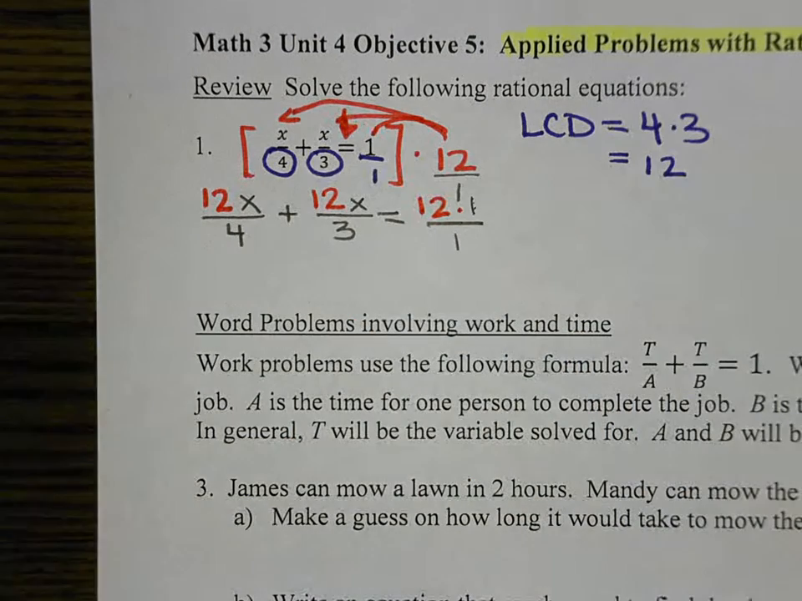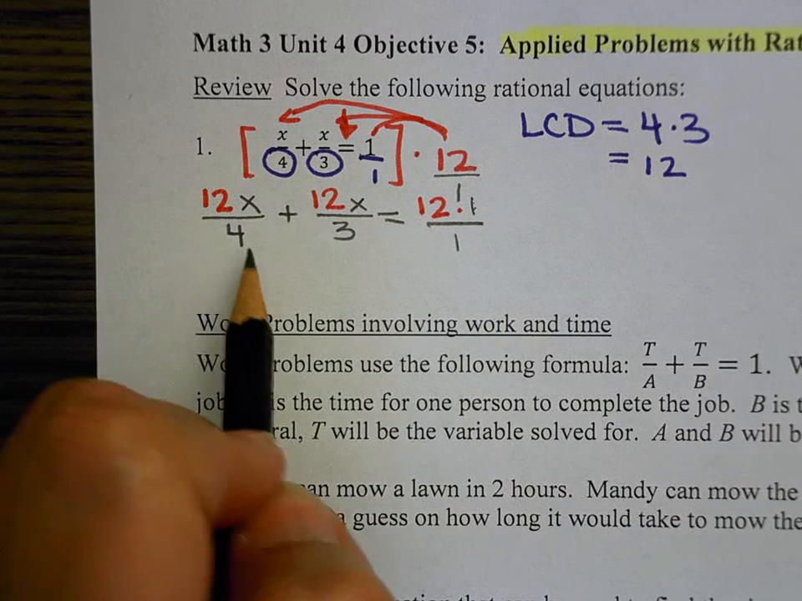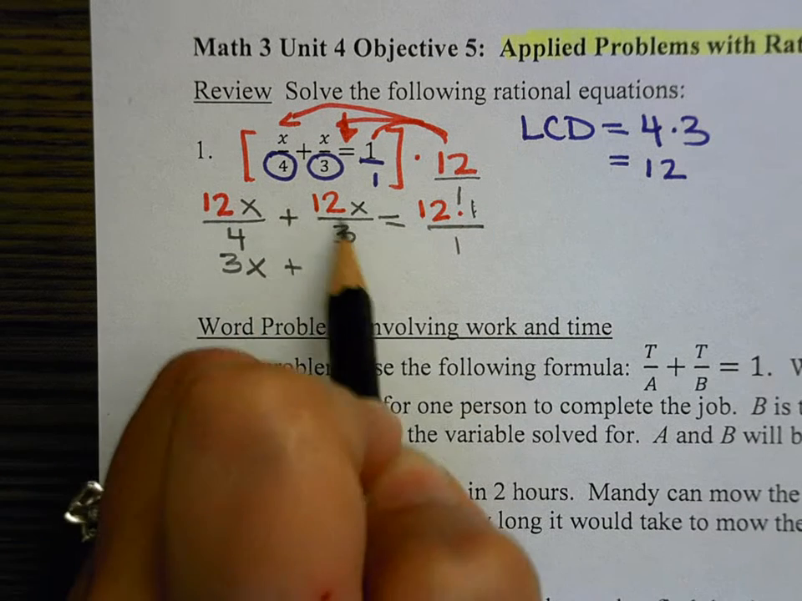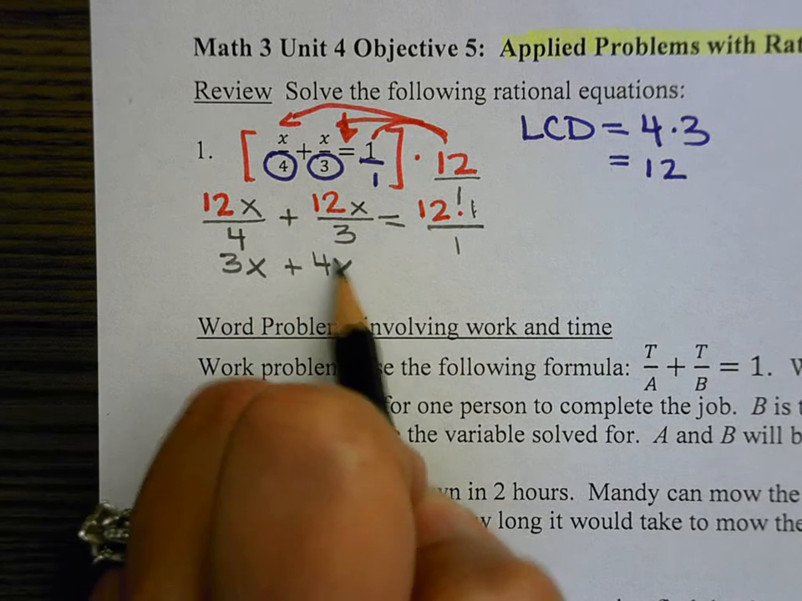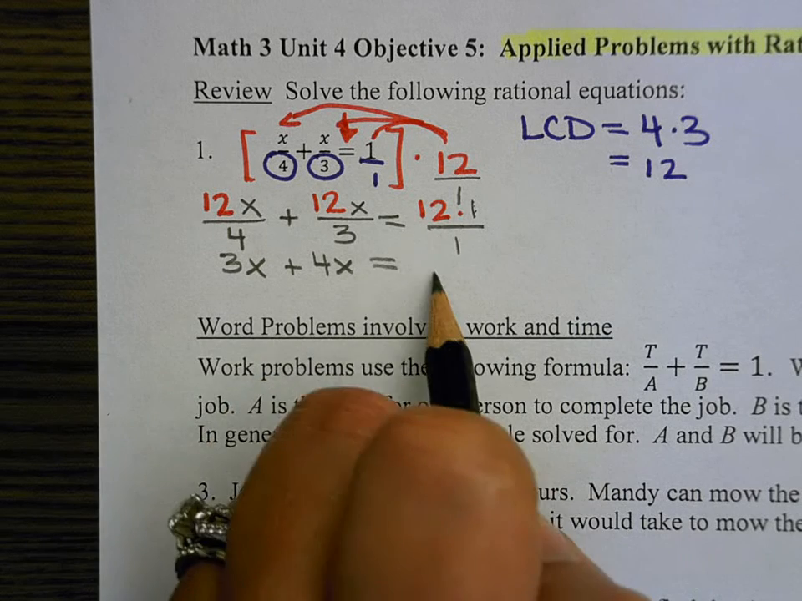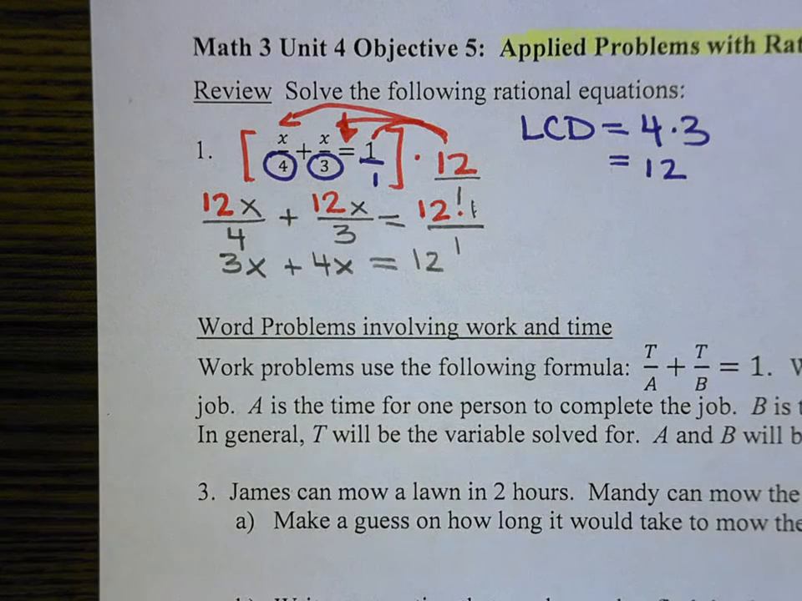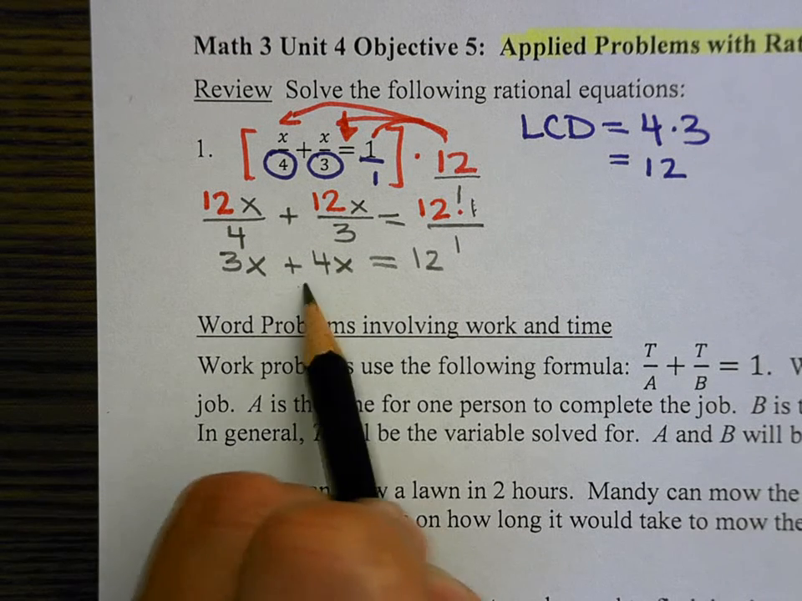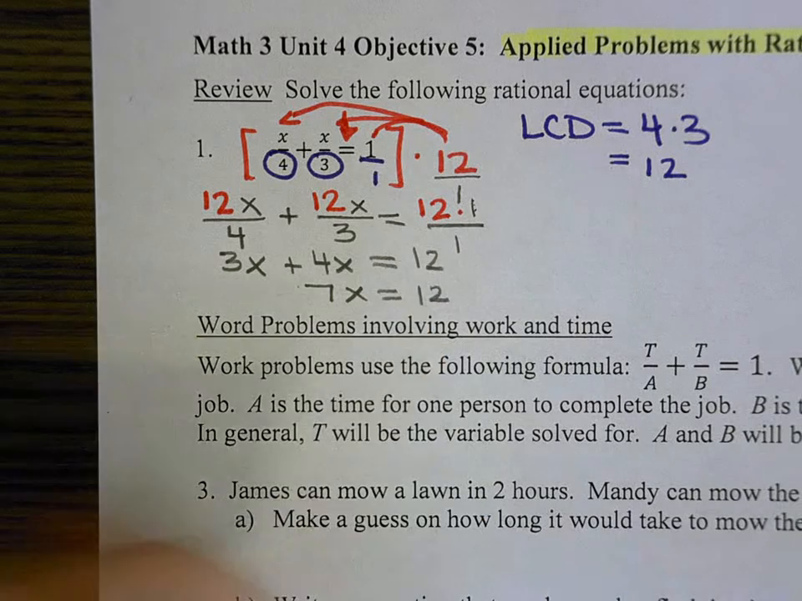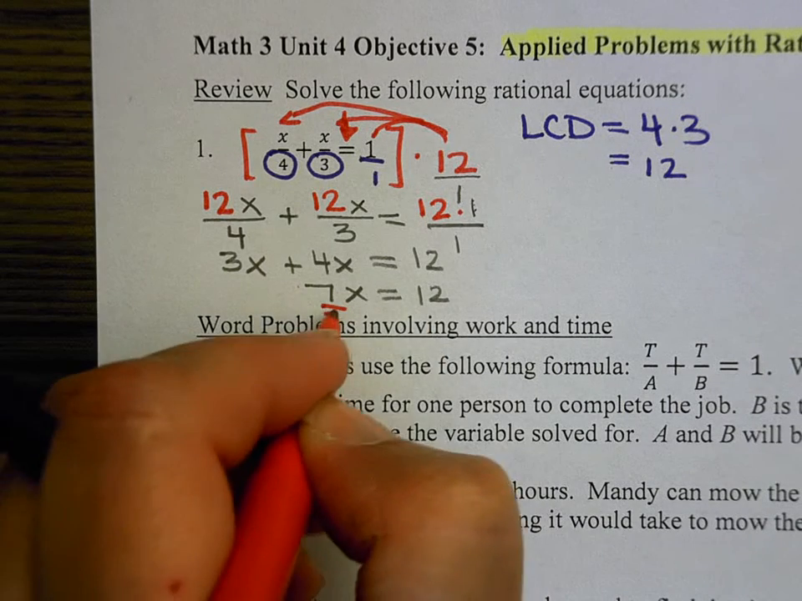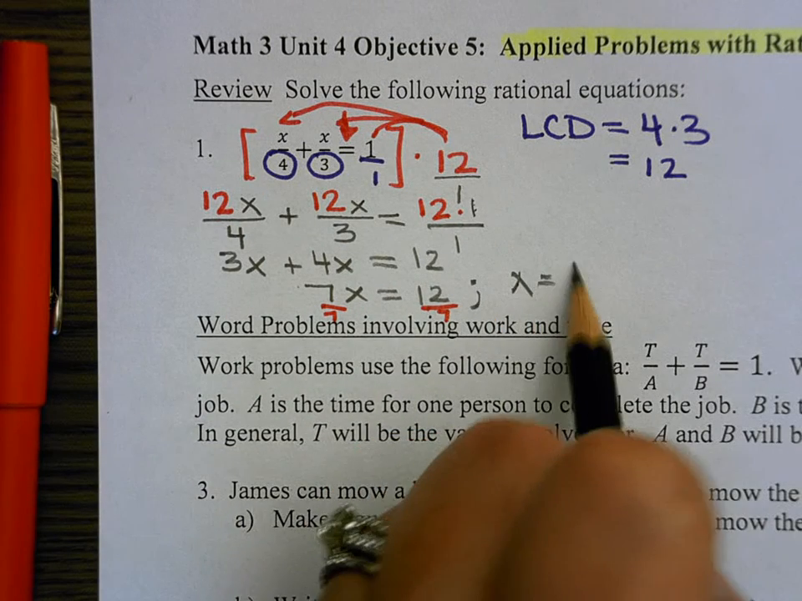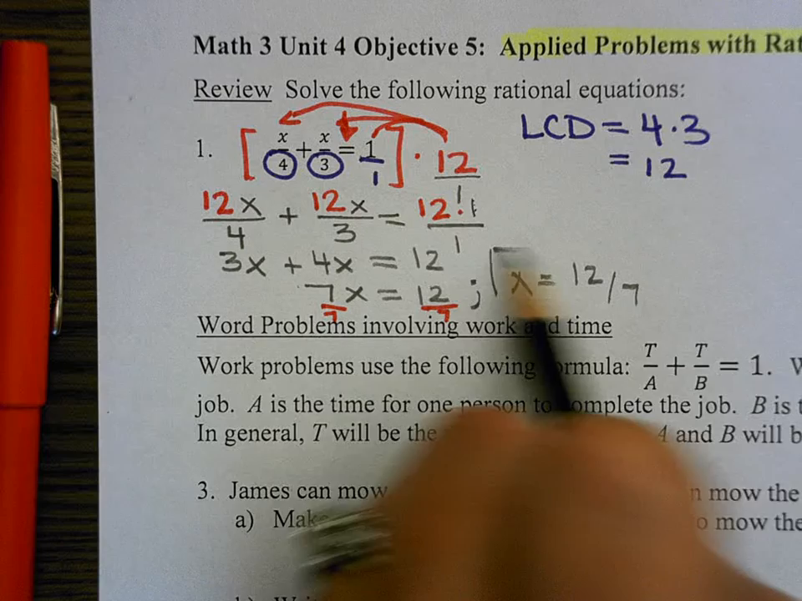And then we want to try to reduce, and some of you reduce as you multiply, which is perfectly fine. So when I reduce this, I'll have 12 divided by 4, which is 3x, and then 12 divided by 3, which is 4, so that would be 4x, and then equal to 12 divided by 1, which is 12. Then add like terms, so 7x is equal to 12. Of course, divide both sides by 7, and so x is equal to 12 over 7. And that would be that problem.